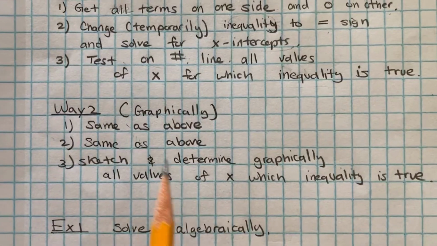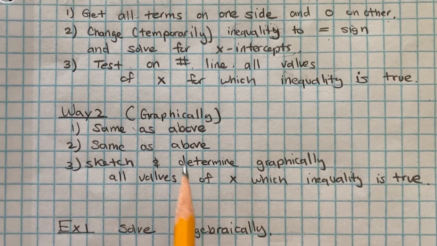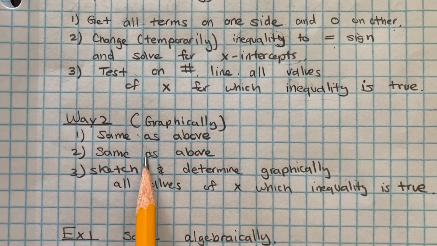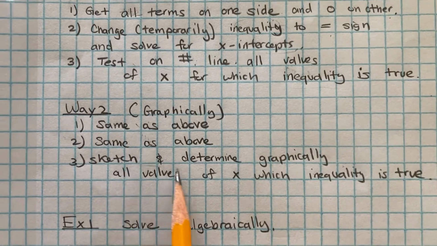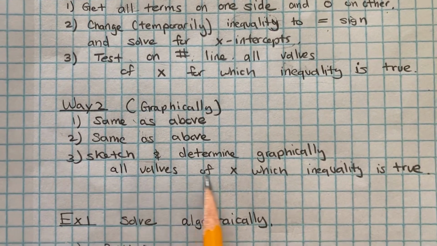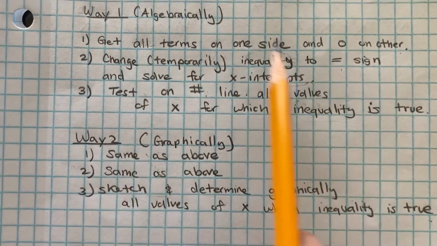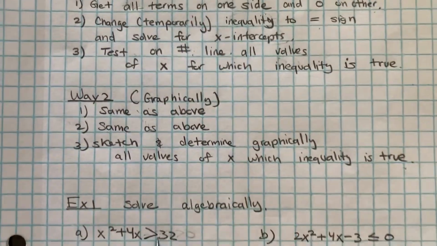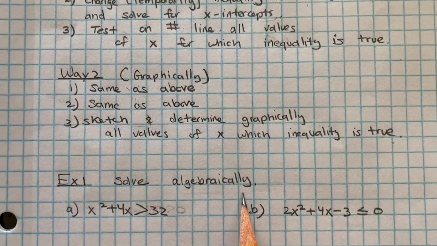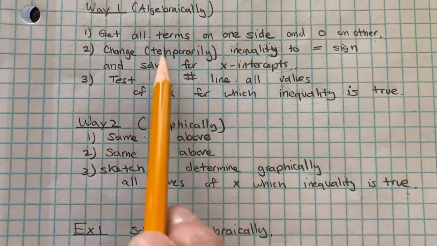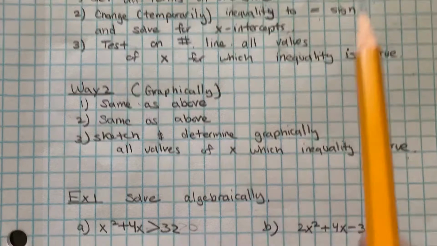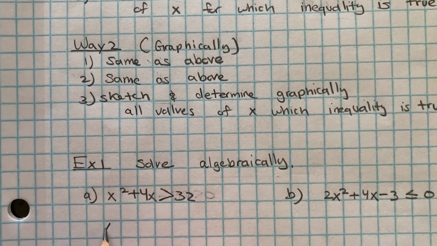And then way 2, graphically, I will go over this. Step 1 and 2 are basically the same, except in step number 3, you sketch and determine graphically all values of x for which the inequality is true. Okay, so let's take a look at this process right here for this first example. Okay, so solve algebraically. The first step, we're supposed to get all the terms on one side and 0 on the other. So let's do that.